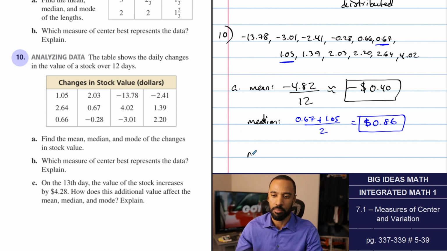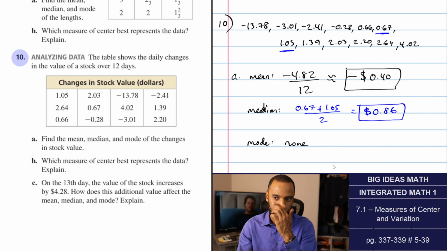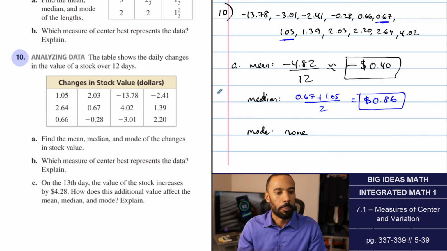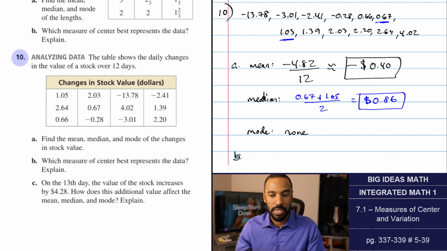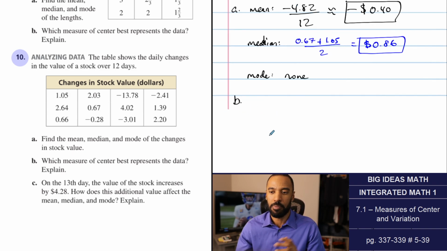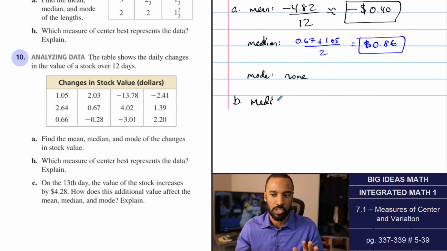Mode, there isn't one. I don't remember a repeat of values, and I don't see one there. So there is no mode. So part B, which measure best represents the data? I'm going to say the median. Now, I'm not going to get too deep in the written explanation. I hope that's okay. Just the median.